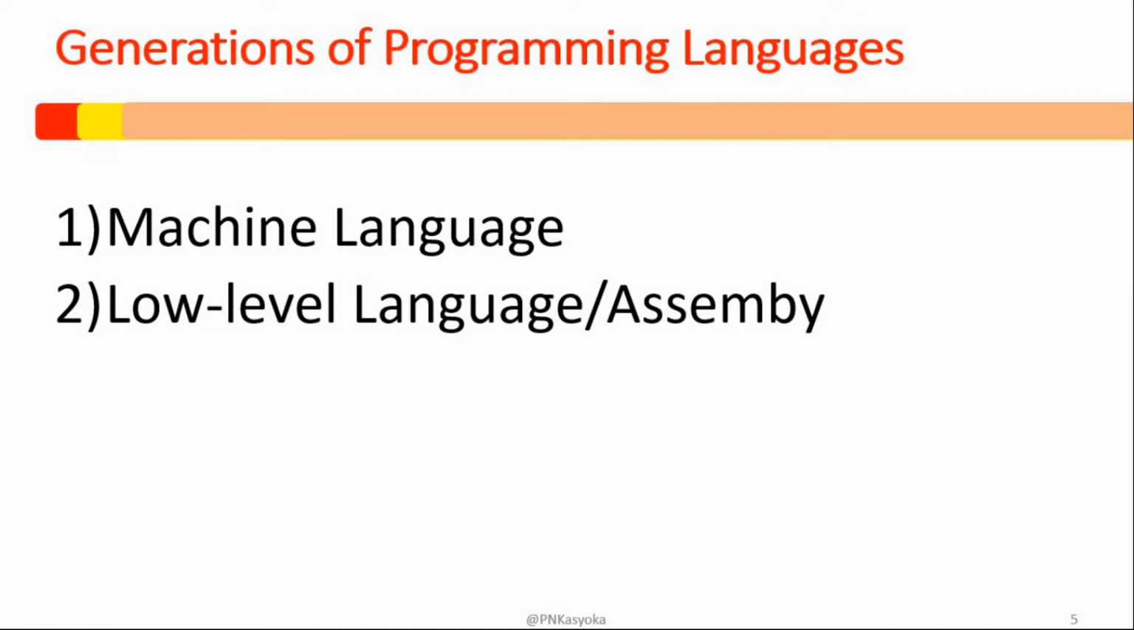The second one is the low-level language or the assembly language. Now, to lessen the difficult task of programming in machine language, the assembly language makes use of mnemonic codes for representation of characters and numbers. So it is easier for us now to be able to debug compared to the machine language. However, there is need for translation.